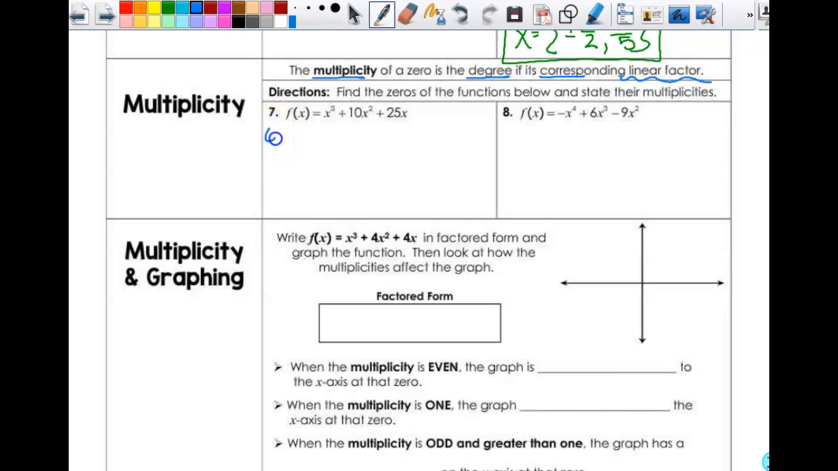All right, so the first thing I'm going to do is factor out my GCF. That gives me x squared plus 10x plus 25.